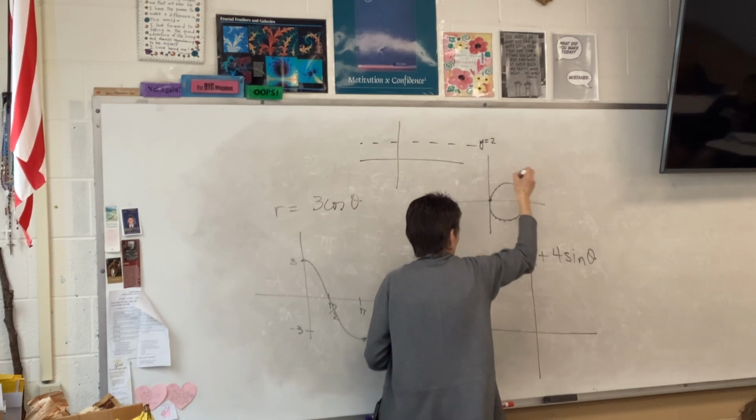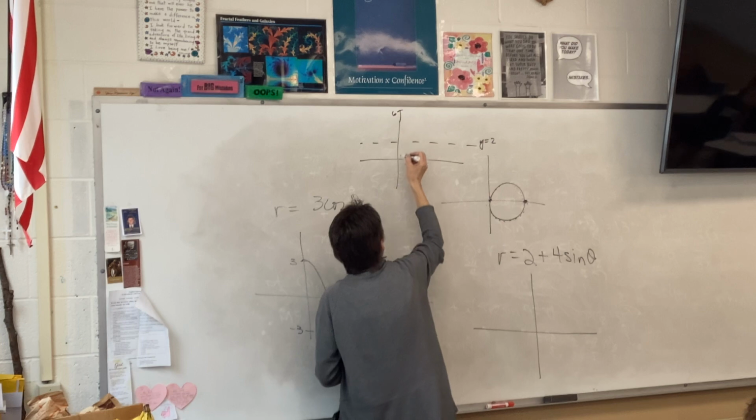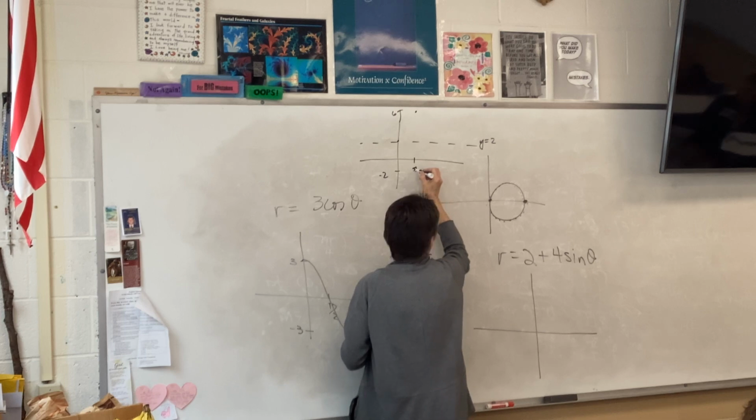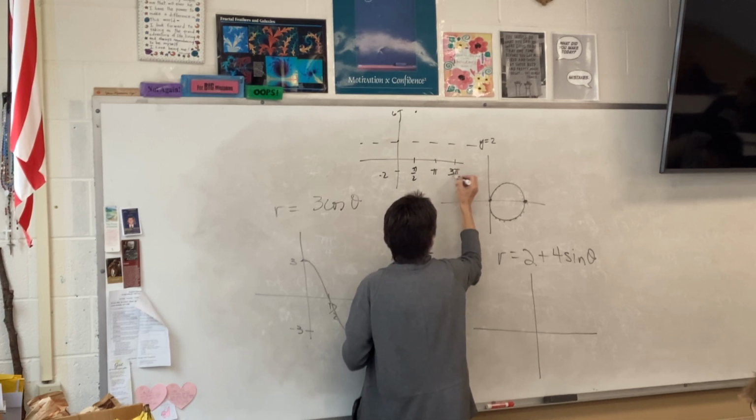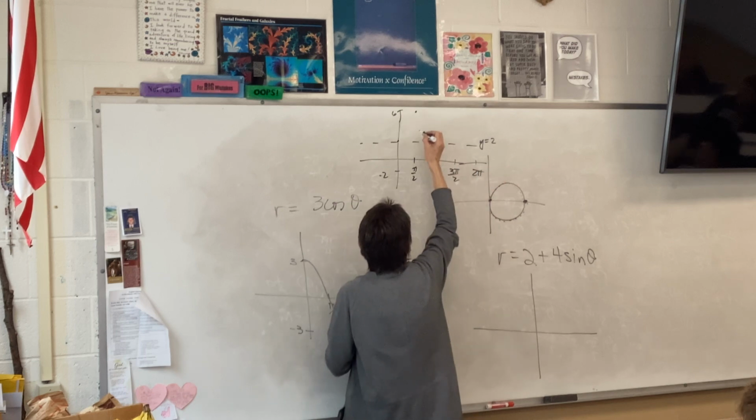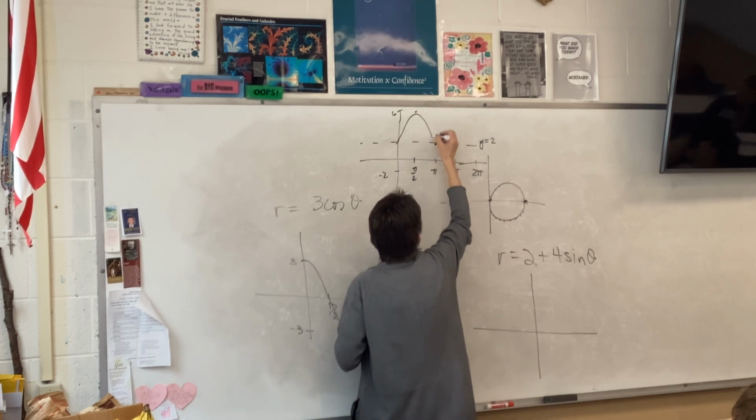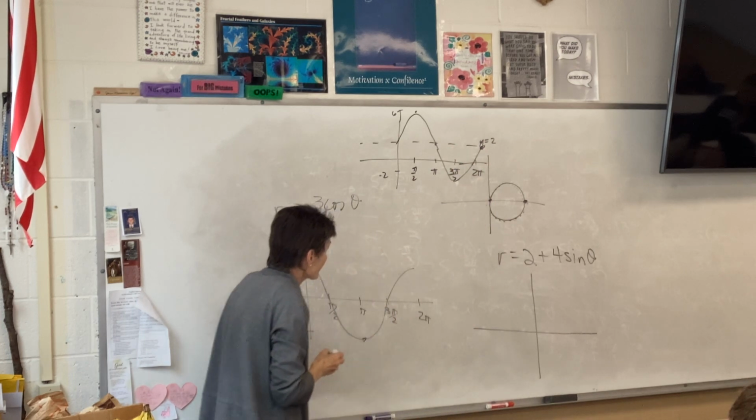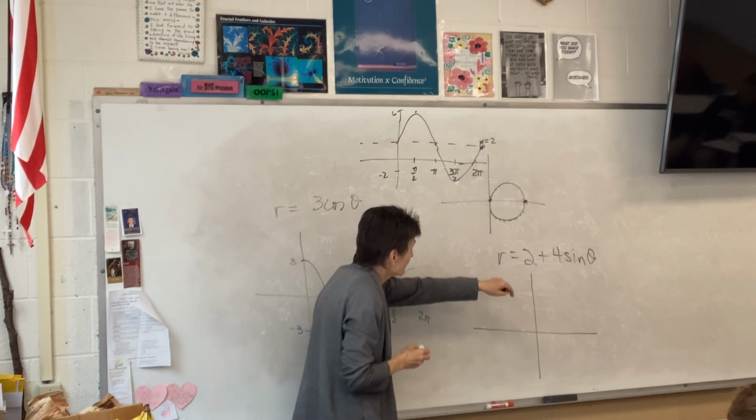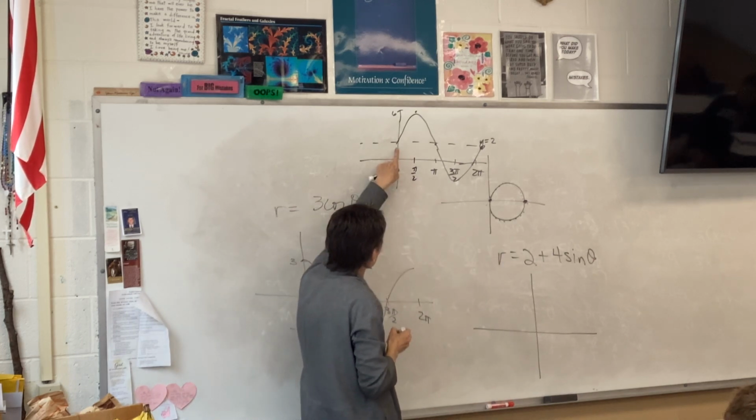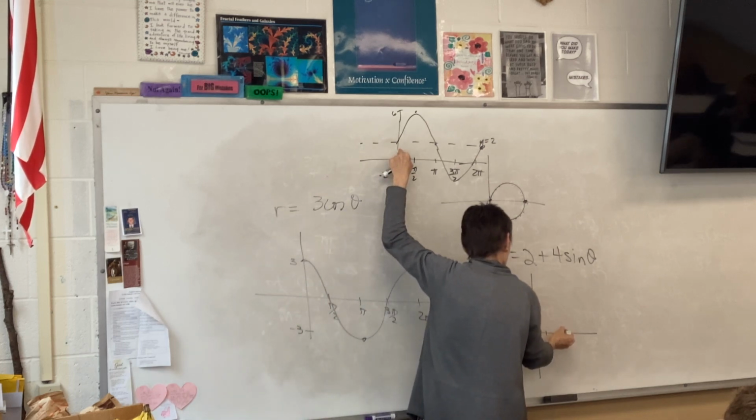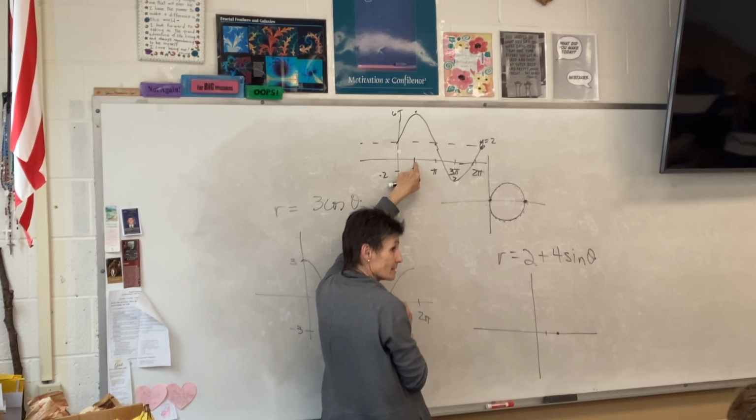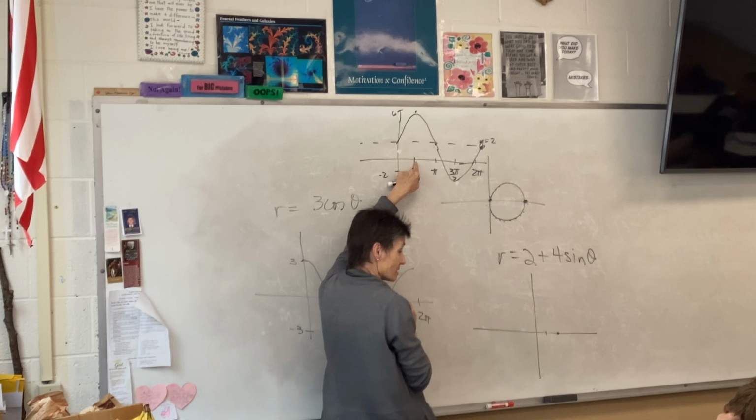Midline's 2, amplitude's 4, the sine curve. Okay, so if we put in 0, we get 2. If we put in pi over 2, we get 6.